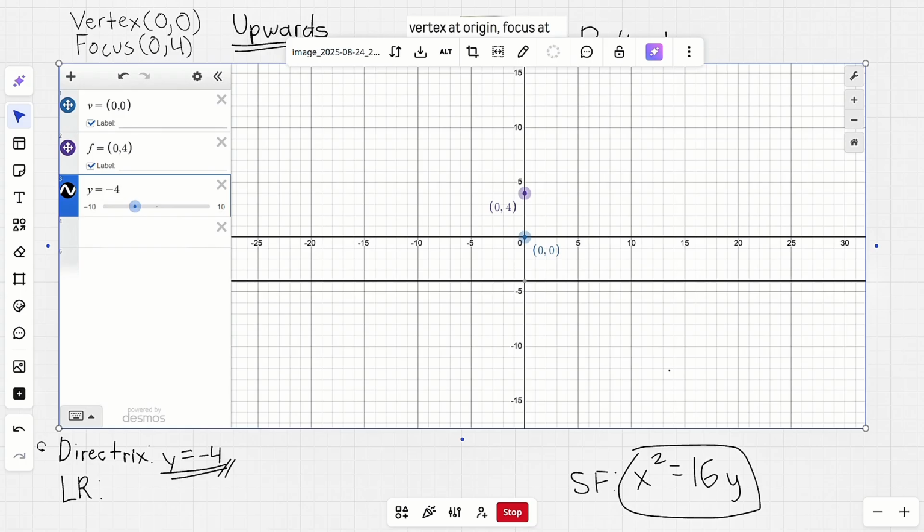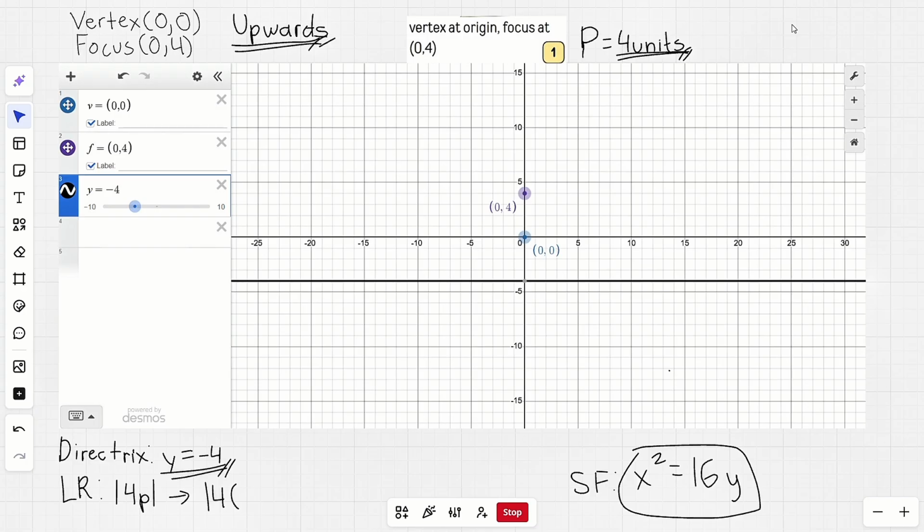Now lastly, how do we get the latus rectum? The latus rectum can already be found in our standard equation, 16. How can we be sure our latus rectum is 16? Because the latus rectum formula is the absolute value of 4p. Now let's substitute 4 times the focal length, which is 4 units, so we get 16.